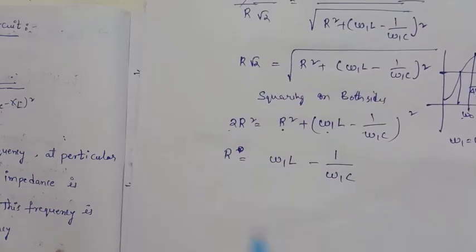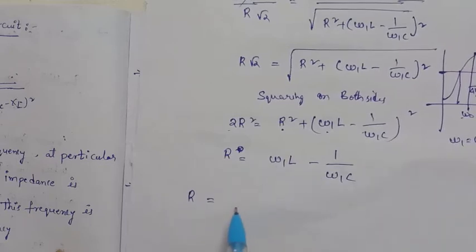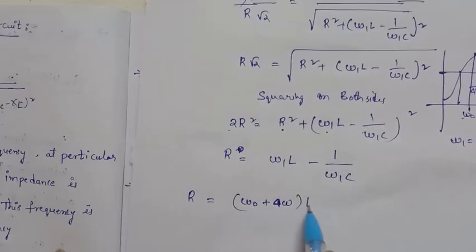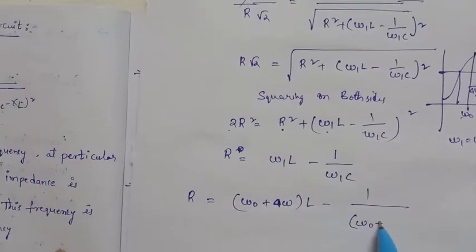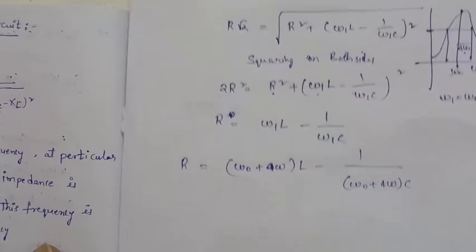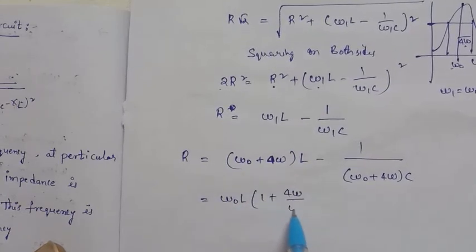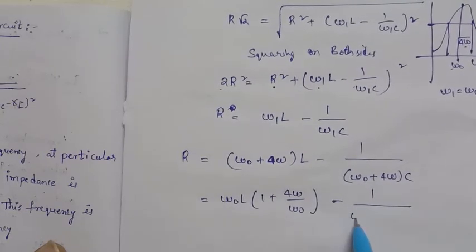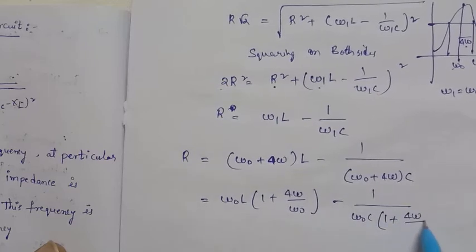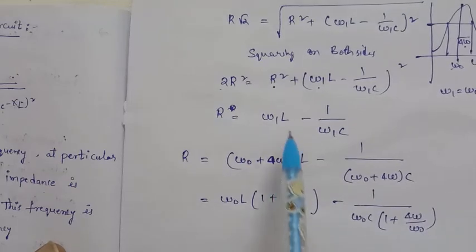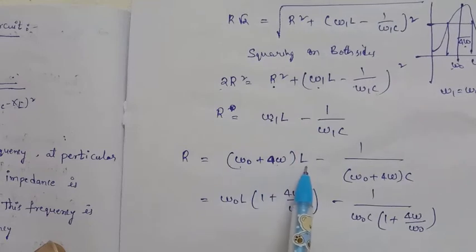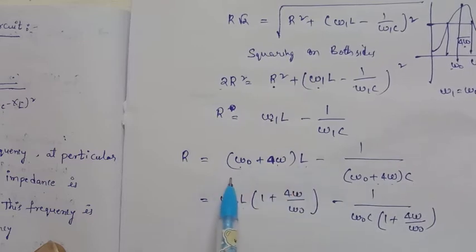So R is equal to omega 1 L minus 1 by omega 1 C, with omega 1 equal to omega naught plus delta omega. That gives omega naught plus delta omega into L minus 1 by omega naught plus delta omega into C. Taking the common omega naught L, L is already taken out, so take omega naught in common: 1 plus delta omega by omega naught, minus 1 by omega naught C times 1 plus delta omega upon omega naught.